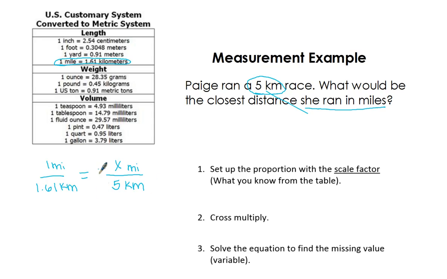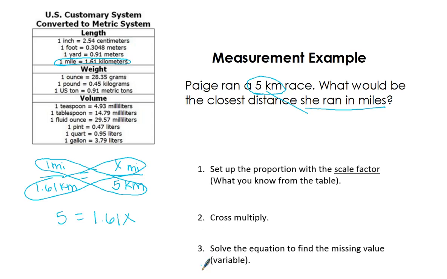Now we need to cross multiply. 1 times 5 is just 5. Put our equal sign, and then we say 1.61 times x, that's just going to get us 1.61x. Cross multiply, so step 2 is done.